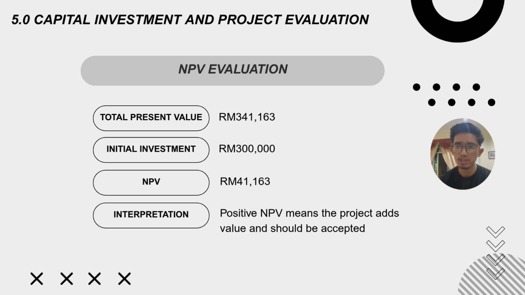Next is the net present value, or NPV. NPV is used to determine whether the project can generate value after considering the time value of money. Based on the calculation, the total present value of cash inflows for 5 years is 341,163. After deducting the initial investment of 300,000 ringgit, the NPV is 41,163 ringgit. Since the NPV is positive, this means the investment is expected to generate additional value for the company. Therefore, based on NPV, the robotic welding system should be accepted.